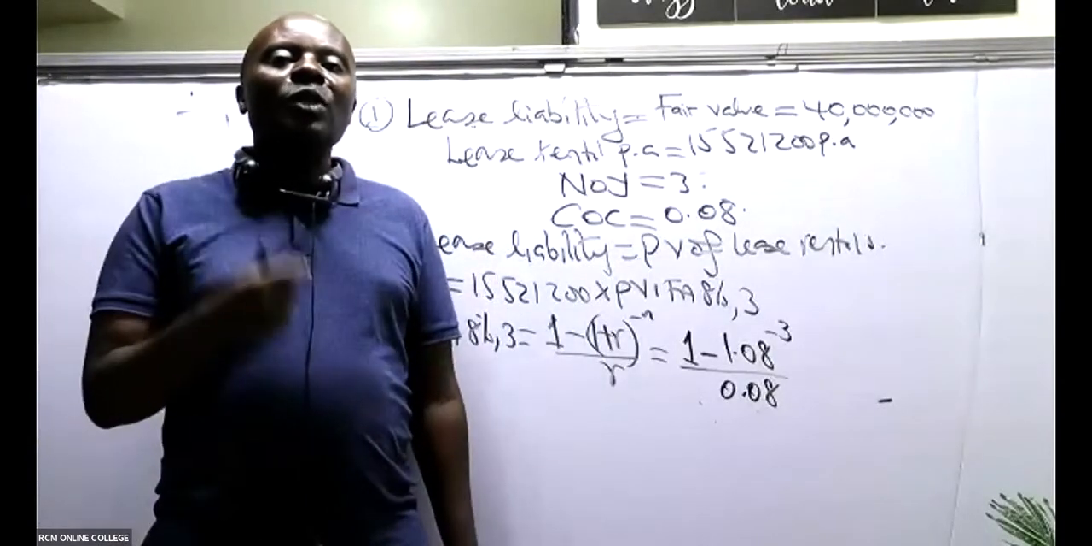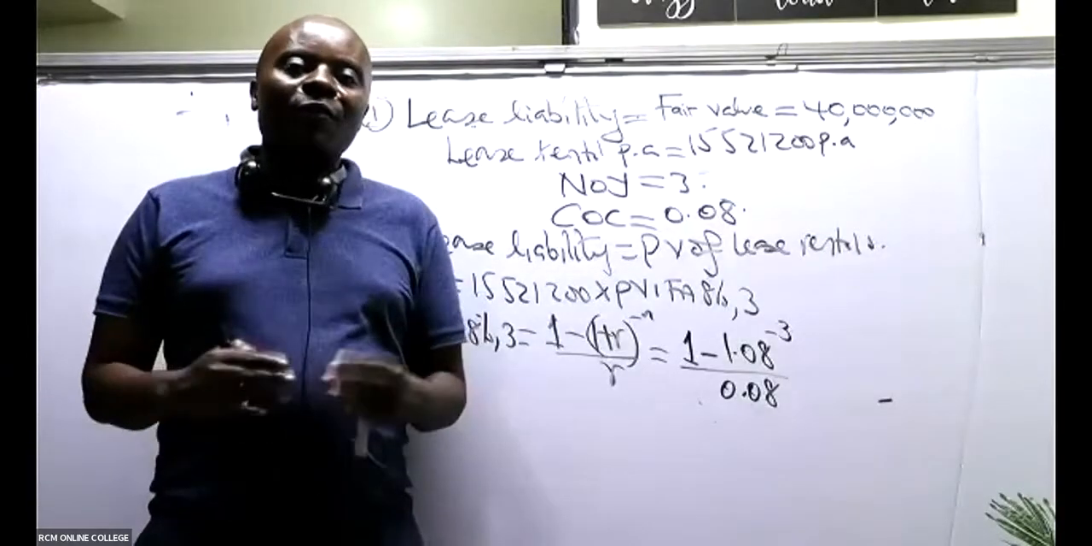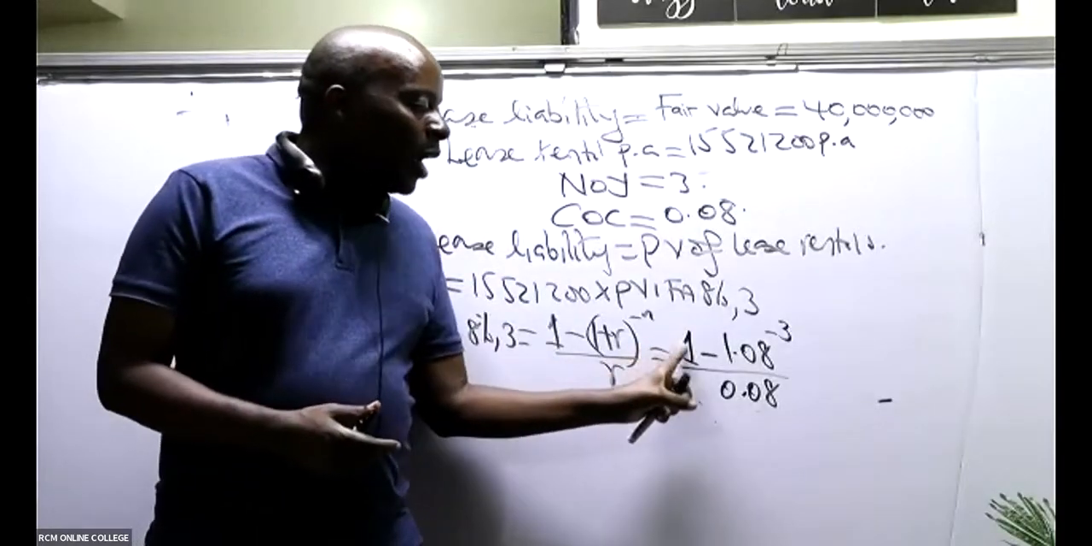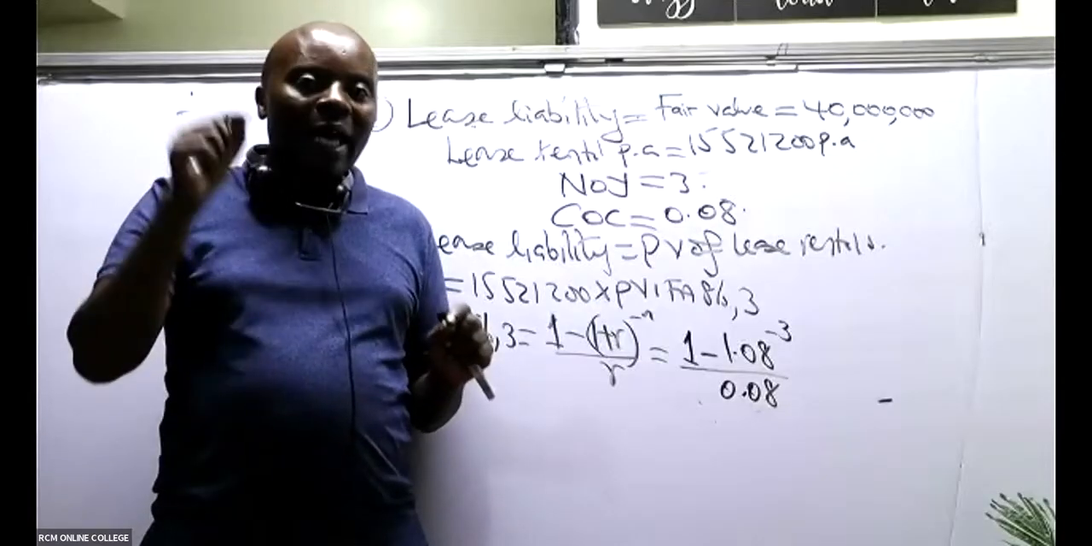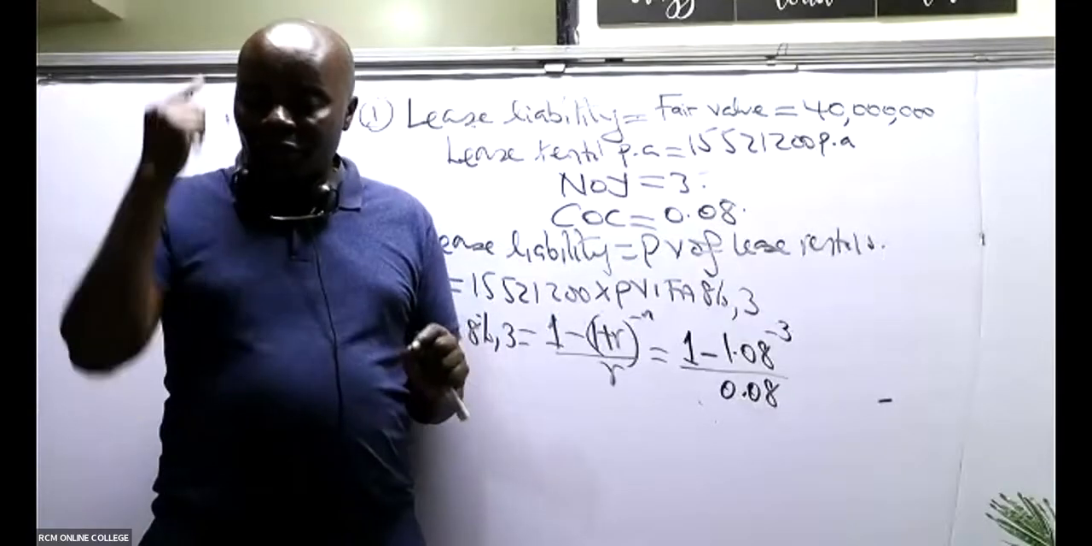Now, why do most students lose track very fast whenever they are being taught? Most students don't like using their calculators when they're being taught, so they tend to veer off very fast. If I were you, I would take my calculator, then punch in 1 minus 1.08. There's a raising function, so you say raised to negative 3.